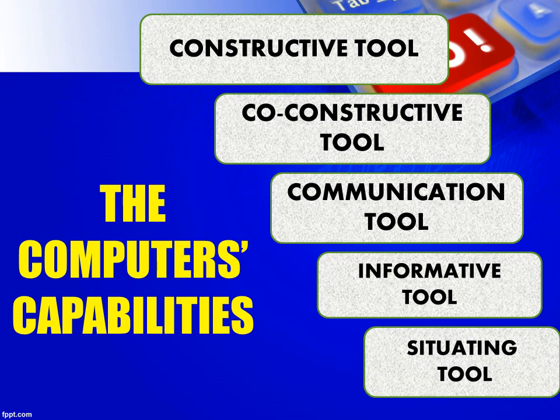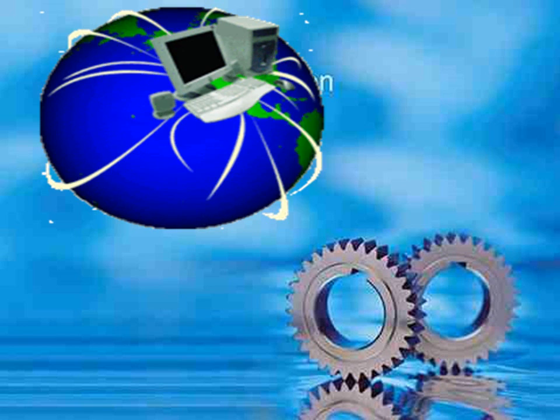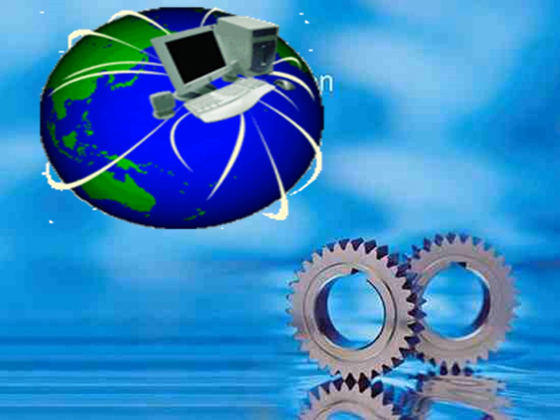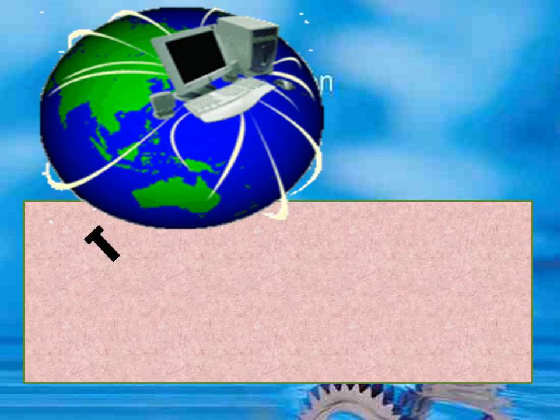Last but not the least is situating tool. By means of virtual reality extension systems, the computer can create 3D images on display to give the user the feeling that they are situated in a virtual environment. Let's now move to the internet as an instructional tool.